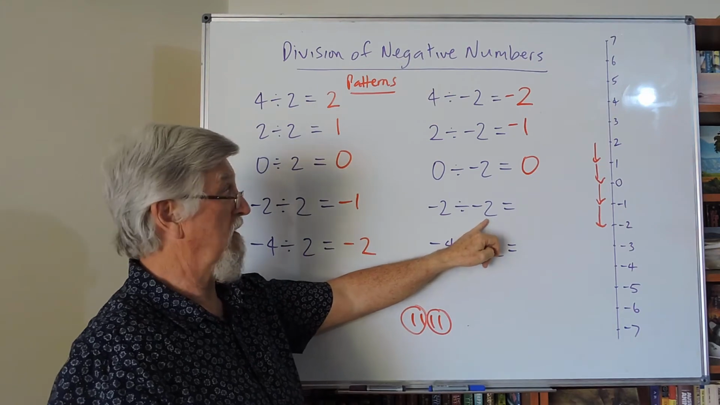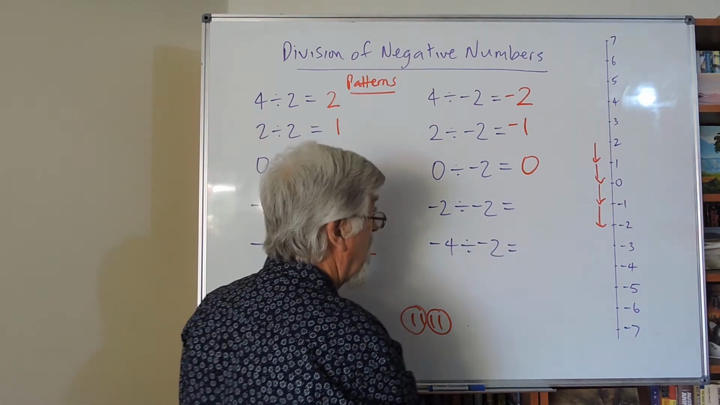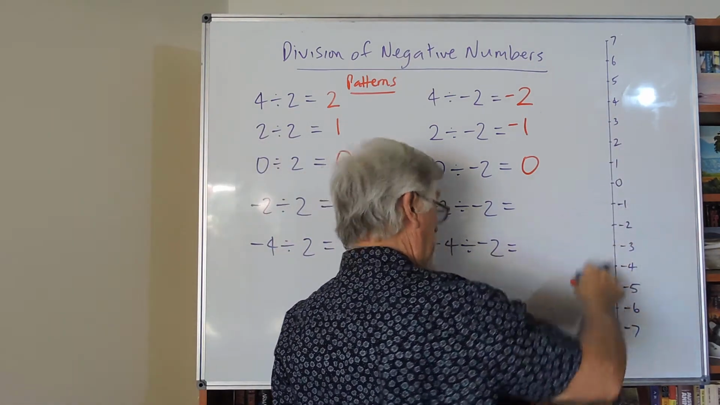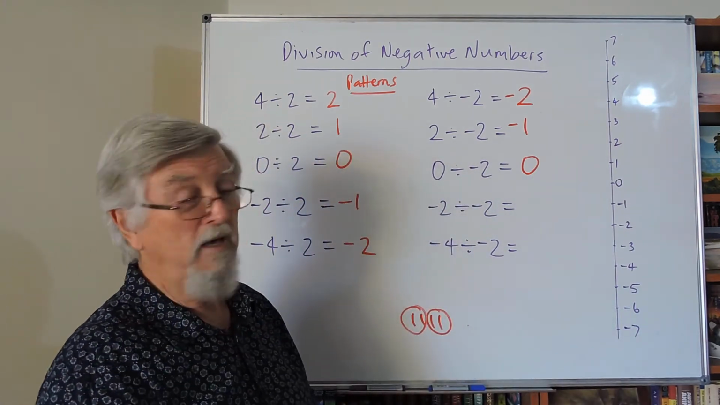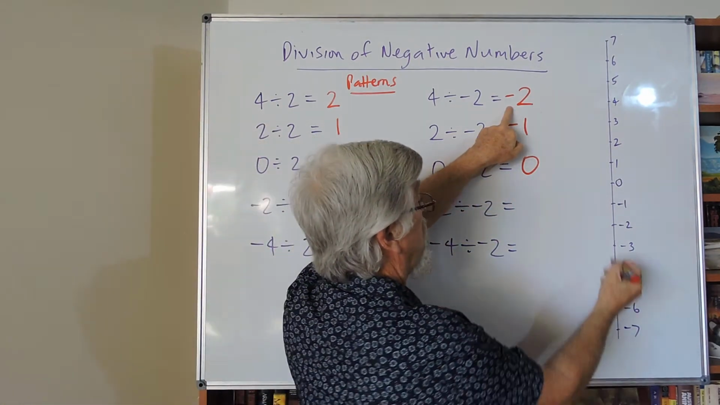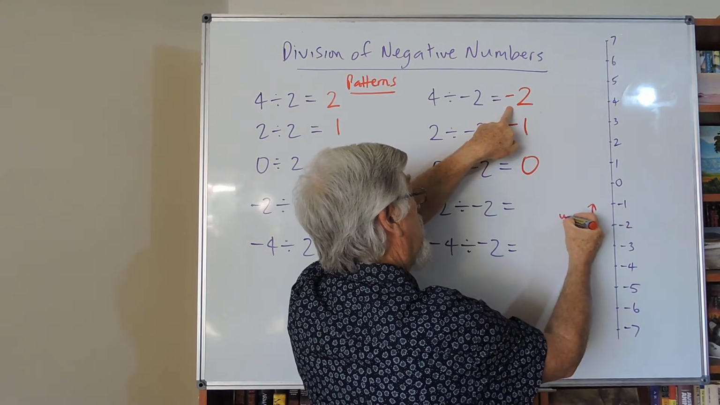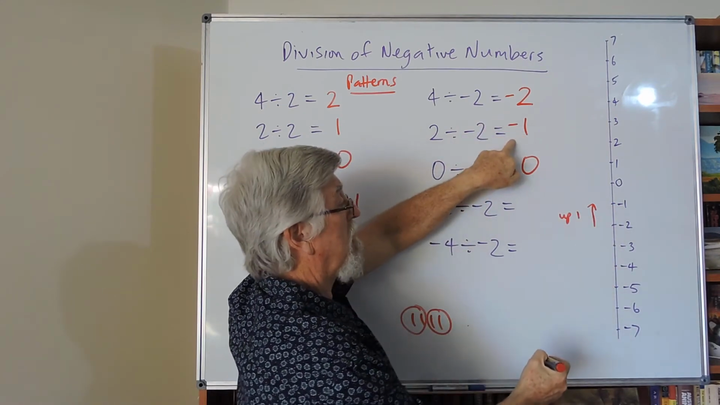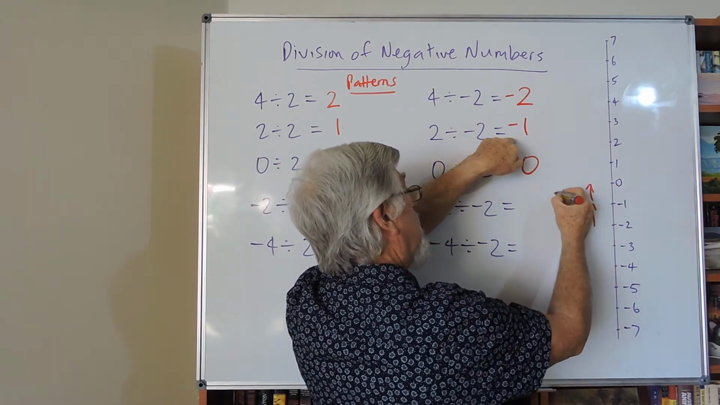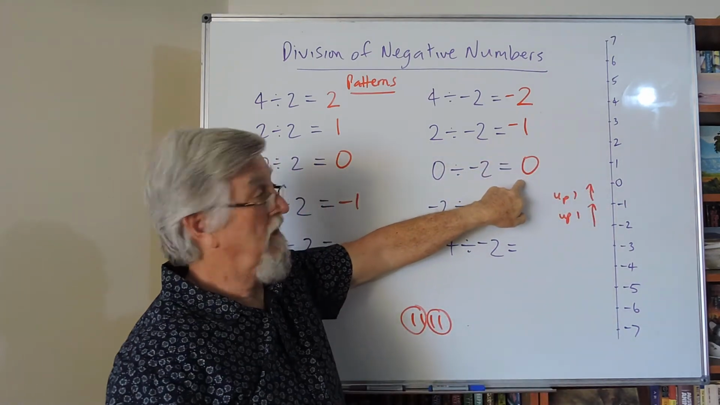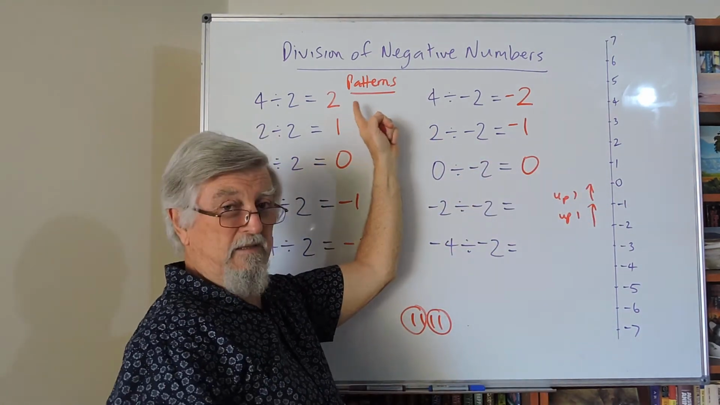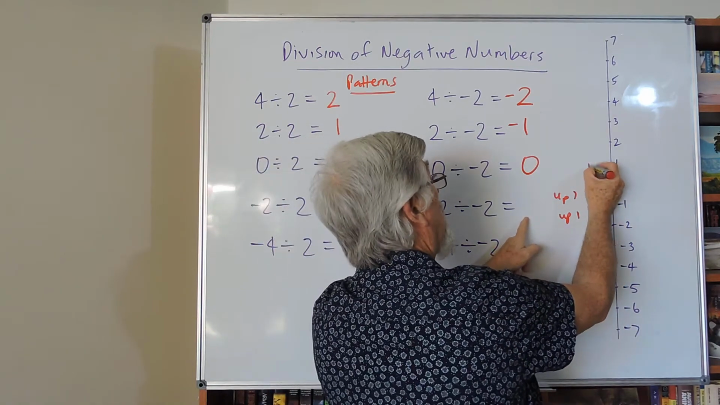Now the tricky one. Let's follow the pattern again. This time on the pattern, instead of going down 1, we're going up 1. So if I started at minus 2, I go up 1. I get to there. I go up another 1. I get to there. So this next answer by the pattern has to be a 1.